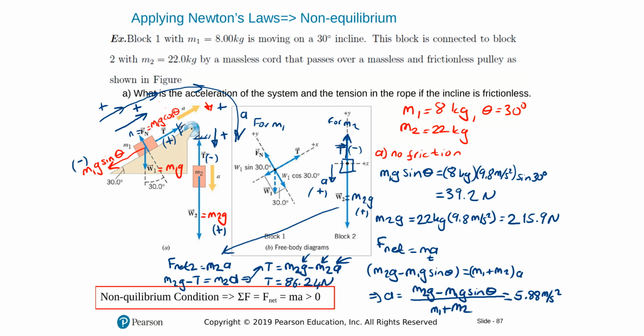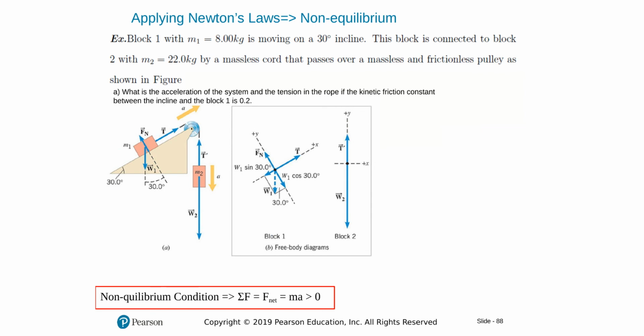Alright, that's again one of the hardest parts of questions you might get. Part B tells me what is the acceleration of the system and the tension in the rope if the kinetic friction constant between the incline and the block is 0.2. Now there is friction, so I'm going to add that friction. As the system will try to go in this direction, friction will be against that. So here is our friction. We already decided that M2G is way larger. Even with the friction, it will move the system in this direction. We can go ahead and check this, but mostly the question either gives us the direction of motion or it makes it obvious that it will move in this direction.